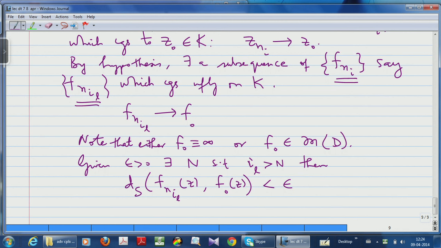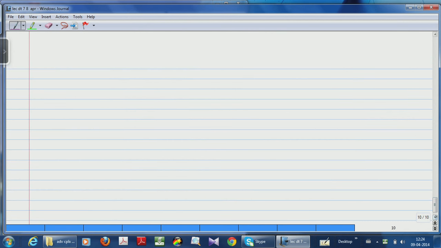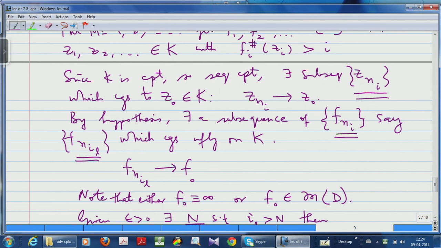The spherical distance between the value of the functions in the sequence beyond a certain stage and the value at the limit can be made as small as I want. This is uniform convergence, and the point is that this N has got nothing to do with z. So this is for all z in K. This is the uniformity. It works for all z. So in particular, you can now see what I'm getting at. You see, I have these z_{n_i}. These z_{n_i} are going to z_0.